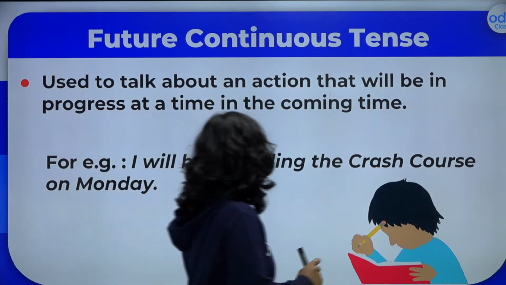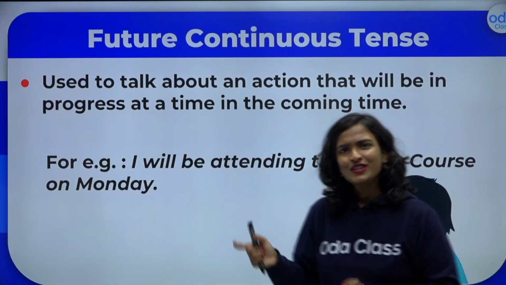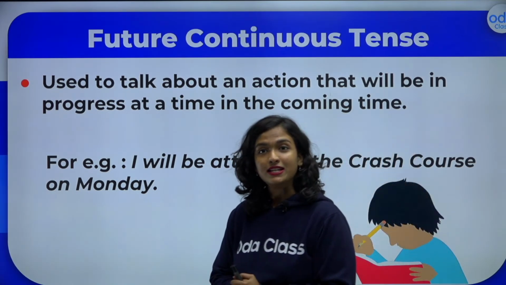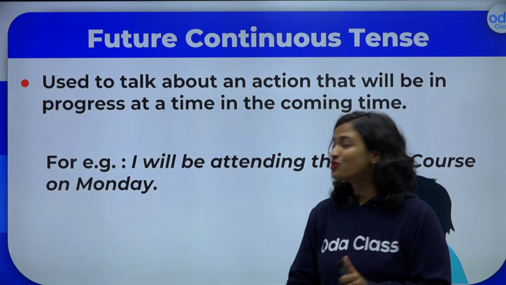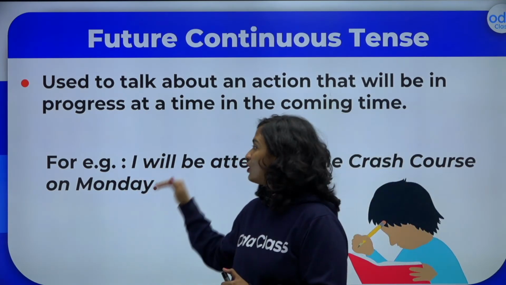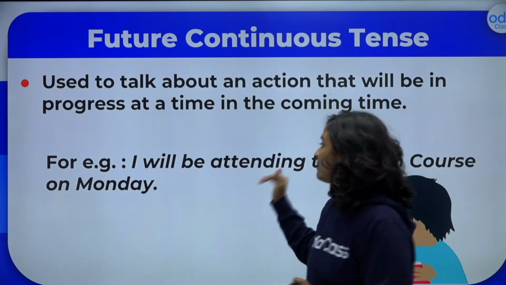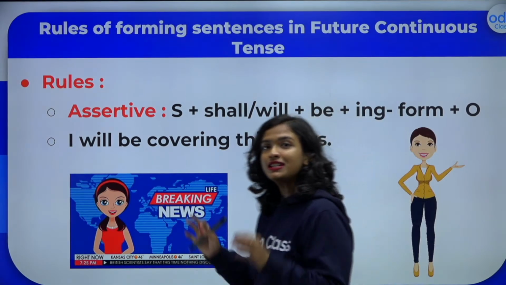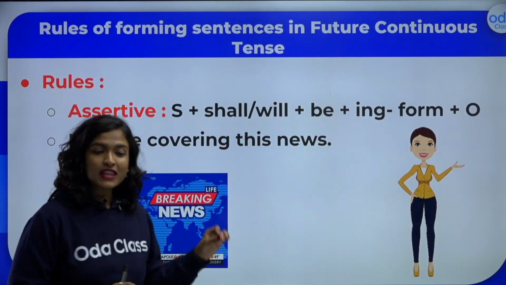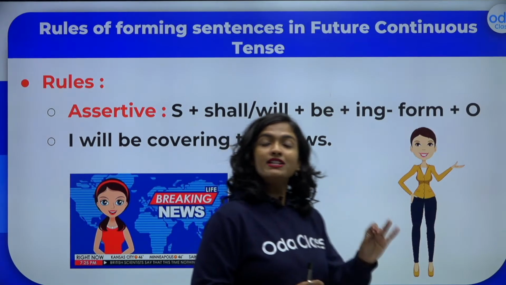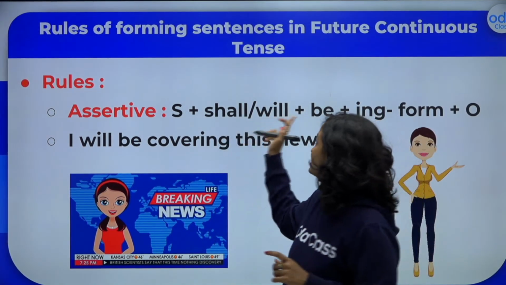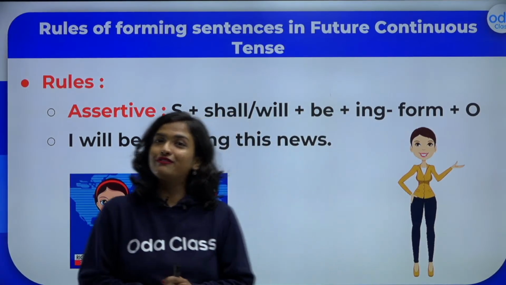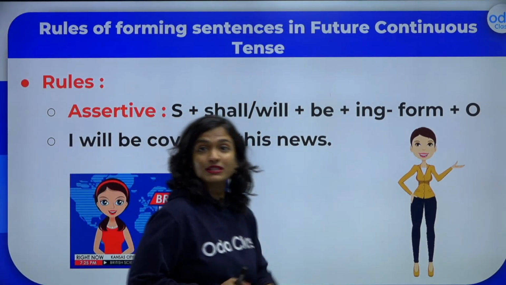Okay. Now notice here we have said will be attending, which means that we are using an extra word when it comes to the future continuous tense, right? In our simple future, we had our subject followed by shall or will, followed by the verb directly. But in the future continuous tense, students, it changes just a little bit. We use our subject followed by shall or will, followed by this verb be, and then we use the ing form of the verb to show this continuous, right?